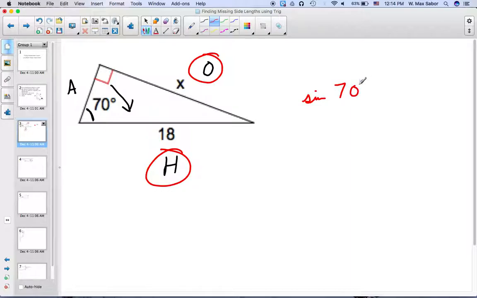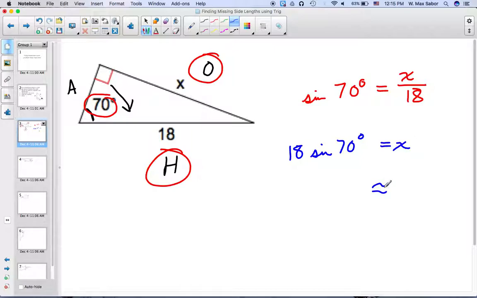So sine of 70 degrees equals x over 18. I said sine because opposite over hypotenuse, 70 because we had this angle, x because it's the opposite, and 18 because it's the hypotenuse. Now we solve this. Multiplying by 18 on both sides gets 18 sine of 70 degrees equals x. If you want to round that, we would get approximately 16.9 is x.